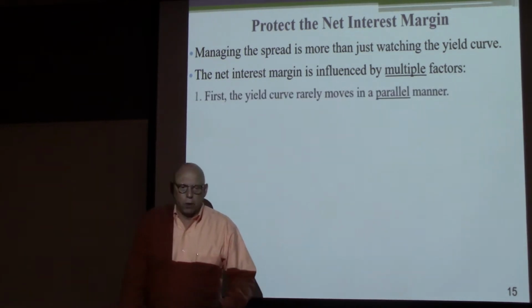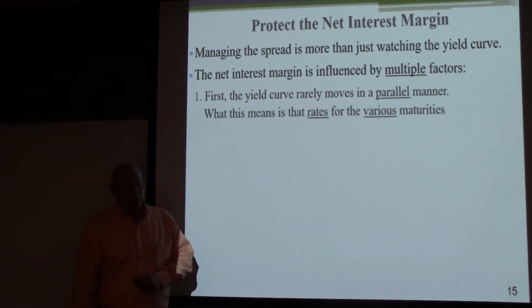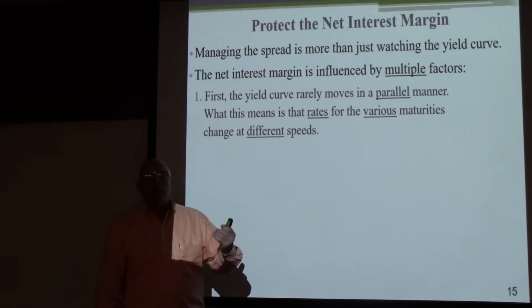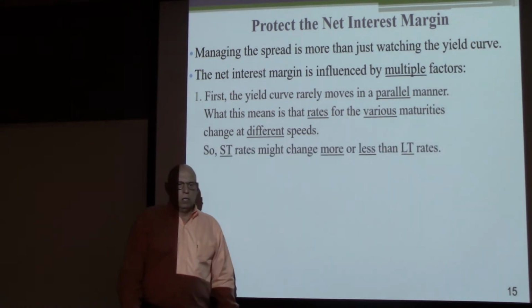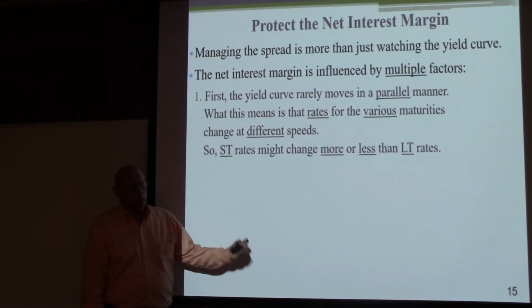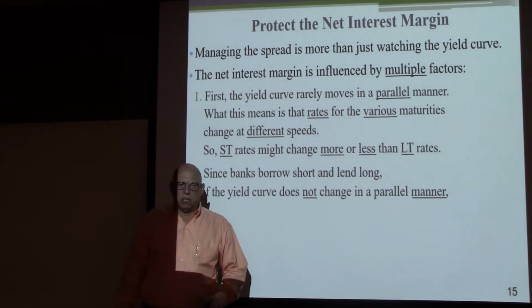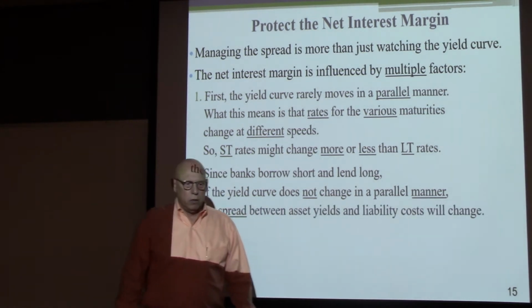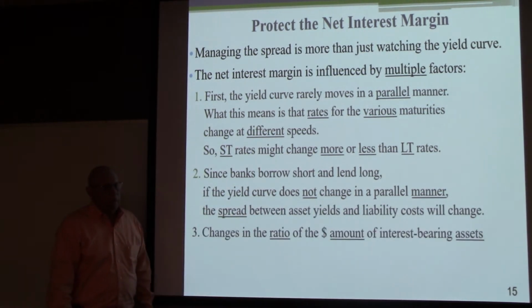First, as we said, the yield curve rarely moves in a parallel manner, which means that rates for the various maturities change at different speeds. So the slope changes. Short-term rates might change more or less than long-term rates. Since banks borrow short and lend long, if the yield curve does not change in a parallel manner, the spread between asset yields and liability costs will change.